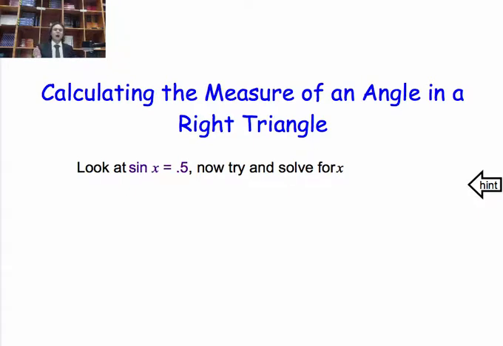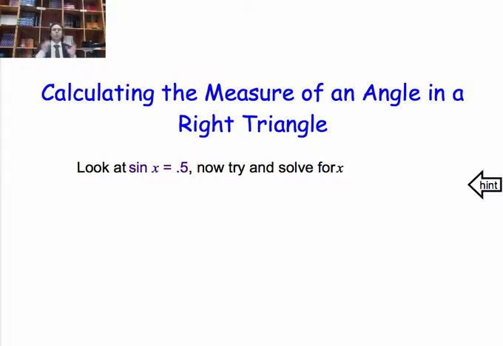We know that sine is the ratio of our opposite divided by our hypotenuse. We know cosine is the ratio of our adjacent divided by hypotenuse, and we also know that tangent is the ratio of our opposite divided by our adjacent. And the way we remember that is SOHCAHTOA.